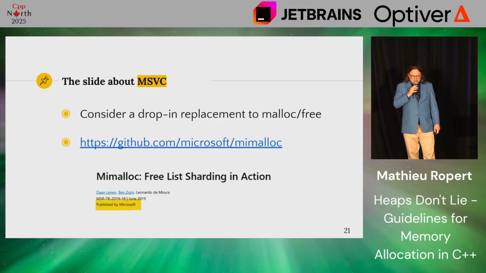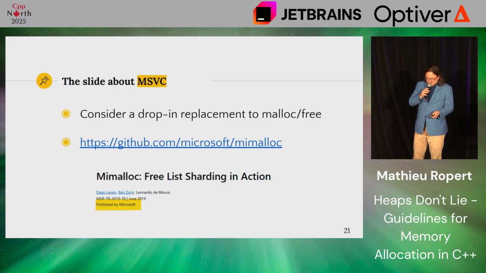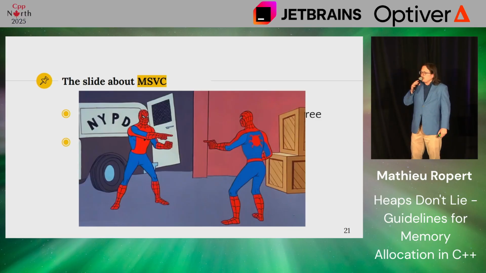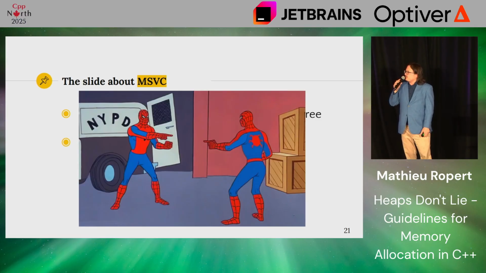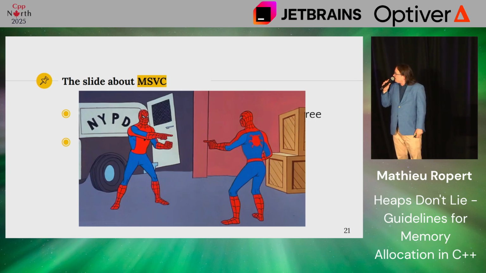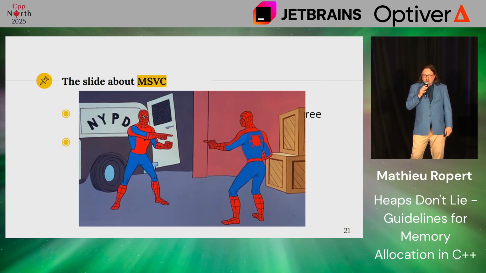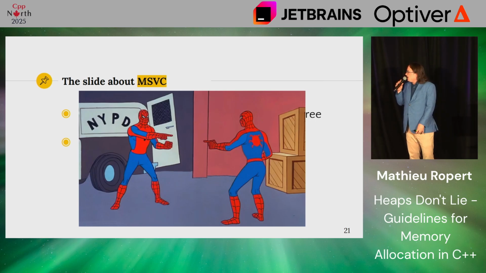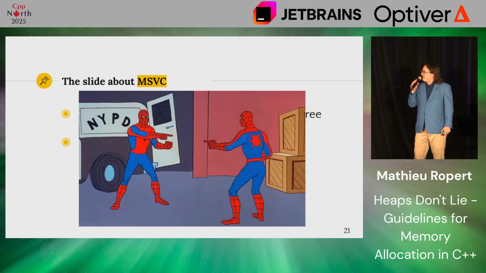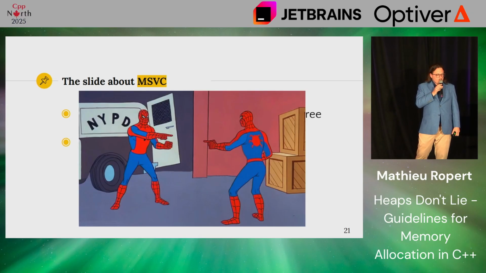Wait a minute, who wrote this? I've heard this name. Wait a minute, what? Oh, wait. Okay, so it turns out Microsoft knows that their allocator sucks, and they sponsored research into making a better one, but for reasons that I cannot really know, I can only guess, they haven't rolled that back in the default builds of MSVC.